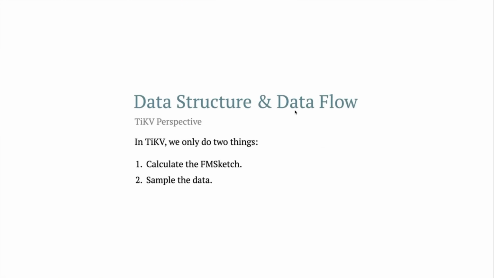All right, in TiKV we only do two things. The first one is to calculate the FM sketch. We scan all the data to calculate the FM sketch because we want an accurate NDV, which is so important to query estimation. So we need to go through all the data from one table and calculate the FM sketch, I mean the NDV number. We also sample the data, because we can't send all the data back to TiDB. That would become a full table scan, which is terrible, so we need to do some sampling here.